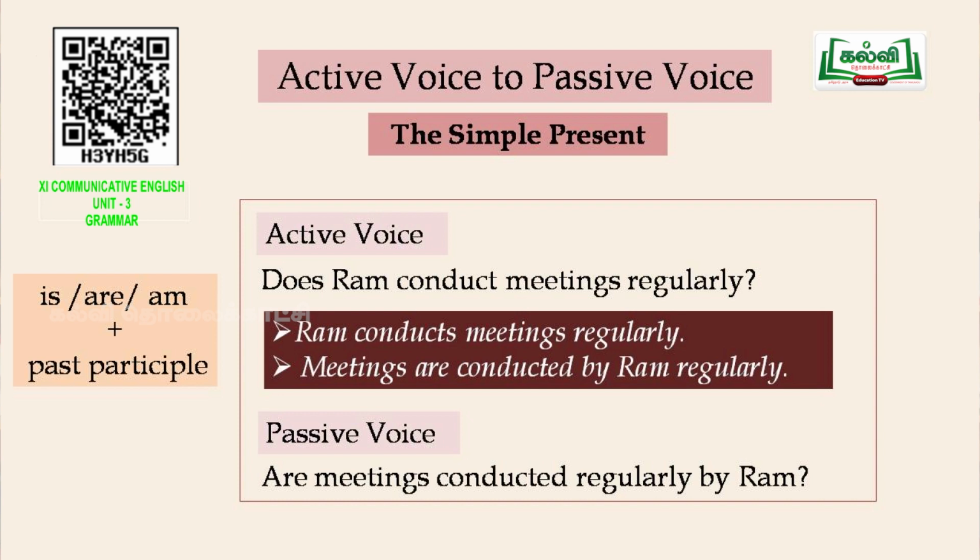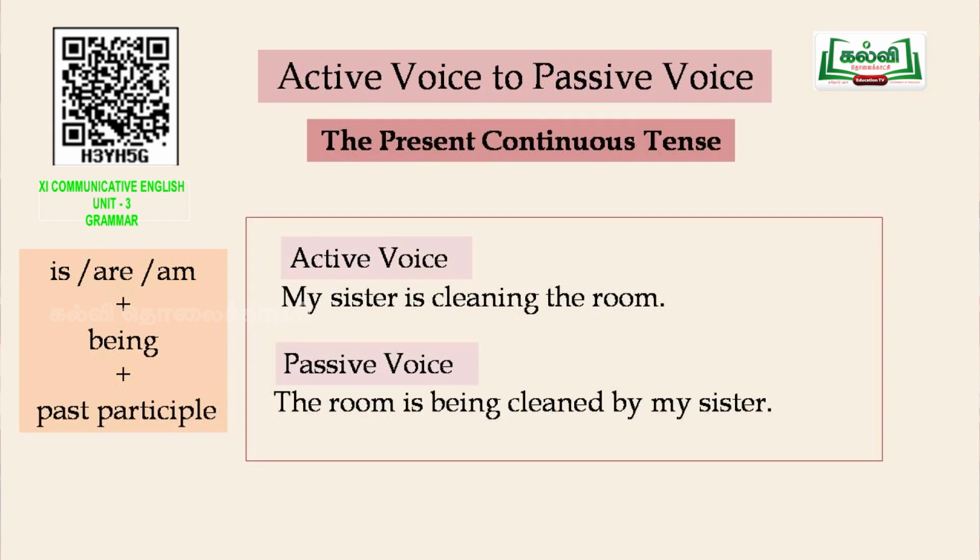So what you do is very simple. You want it to become a question. So shift the auxiliary or the question word to the beginning. Which is the question word here? Are. Remember to have a capital A for are. So take it to the beginning. Are meetings conducted regularly by Ram? You have a question mark there. Therefore your answer is still interrogative. So that is how you transform sentences of the simple present.